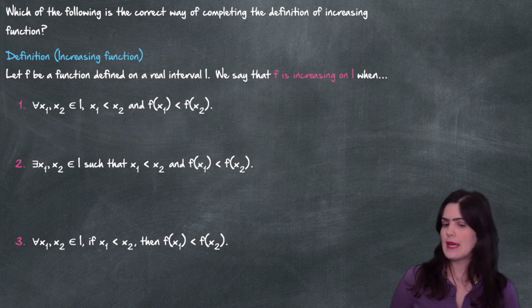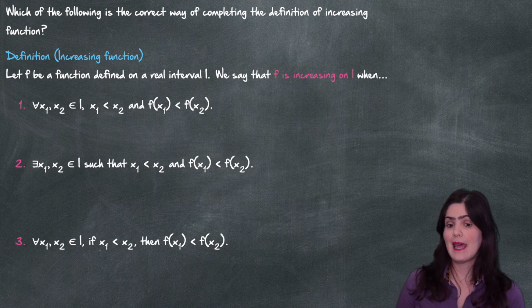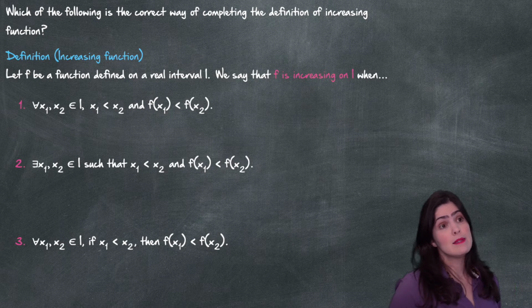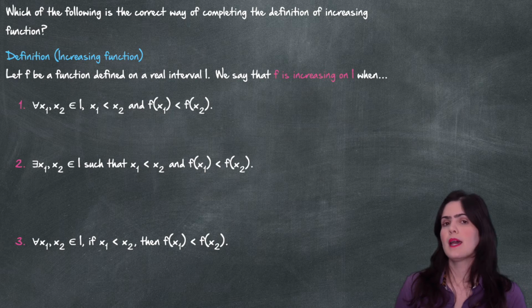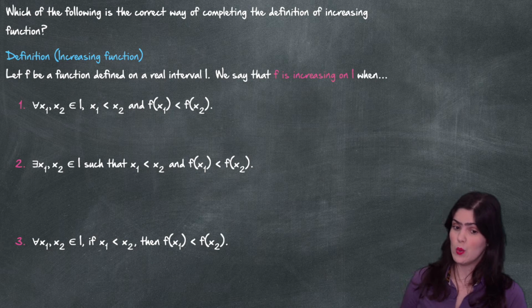So which of the following are the correct way of completing the definition of increasing function? So we have that, let f be a function defined on the interval I. We say that f is increasing on I when for every x1 and x2 in I, x1 less than x2 and f of x1 is less than f of x2.